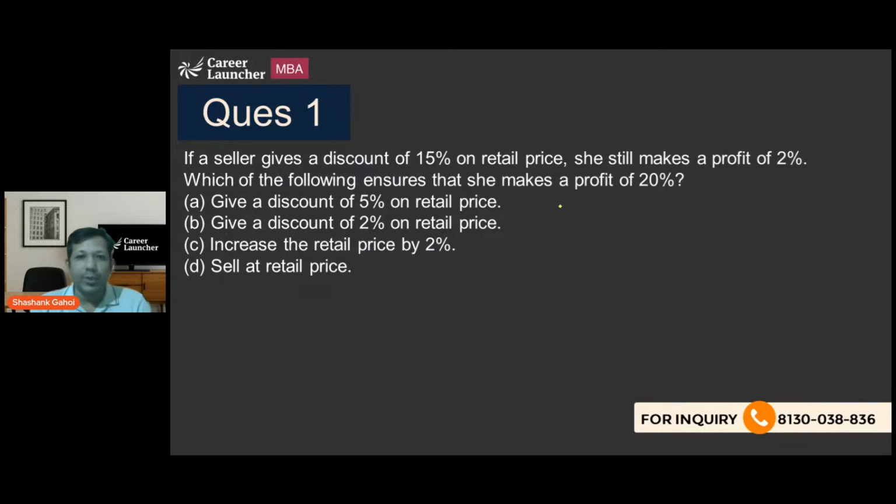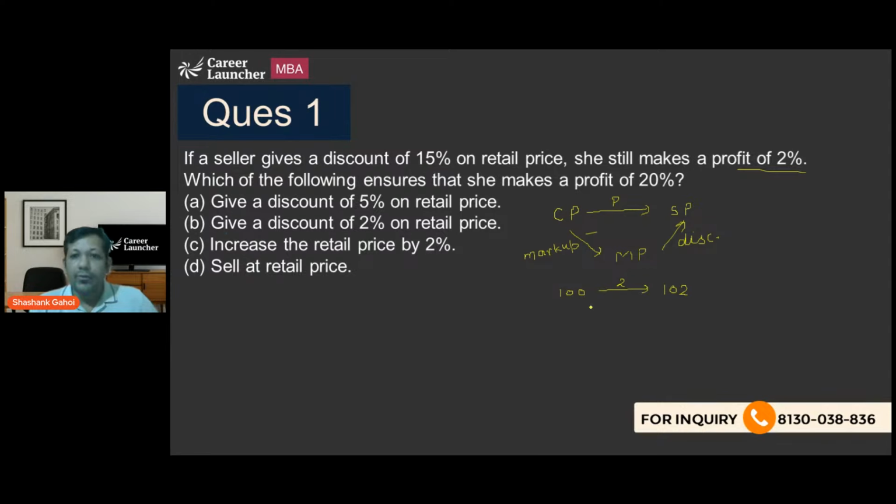So whenever we have these kind of questions, I write it like this. This is CP, this is SP: cost price, sale price, and this is mark price. This is my profit, this is my markup, and the MP to SP difference is called discount. I'm going to assume that cost price is 100. She is making a profit of 2%, so 2% of 100 becomes 2, so selling price becomes 102.